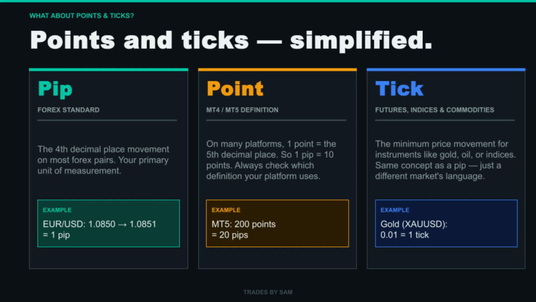Ticks are more commonly used when trading indices, commodities, or futures rather than forex. A tick is simply the minimum price movement for that specific instrument. In some markets that's 0.25, in others it's 0.01. The concept is the same as a pip, it's just the language used in different markets. You'll come across it if you ever trade gold, oil, or indices on your platform.